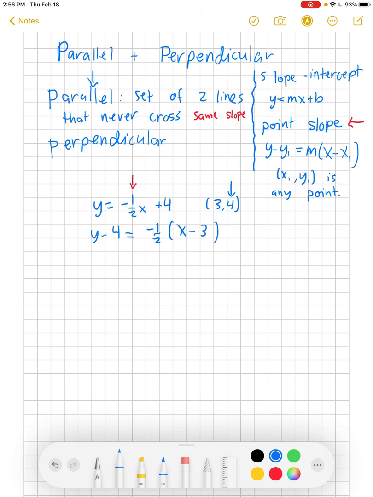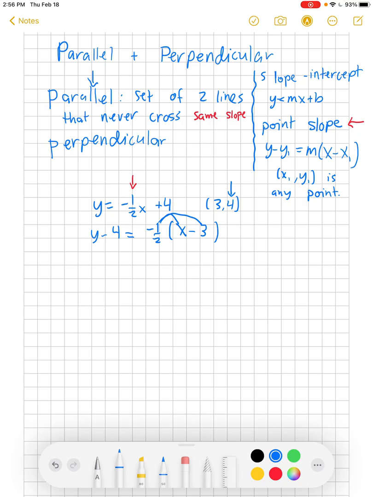Then from here, we could go ahead and simplify that into slope-intercept form. However, I'm okay if you leave it just like this. The reason being, I know that you could simplify this. You would distribute and then add 4 to both sides, which I just think is one more step than necessary. Also, we know how to graph from when it's like this as well. So I think we're good.